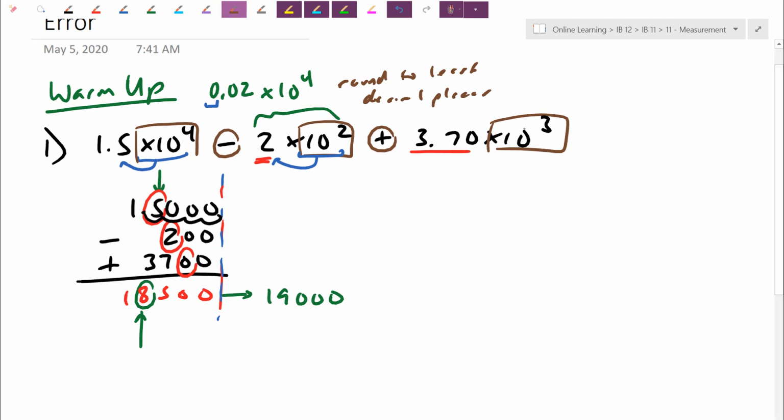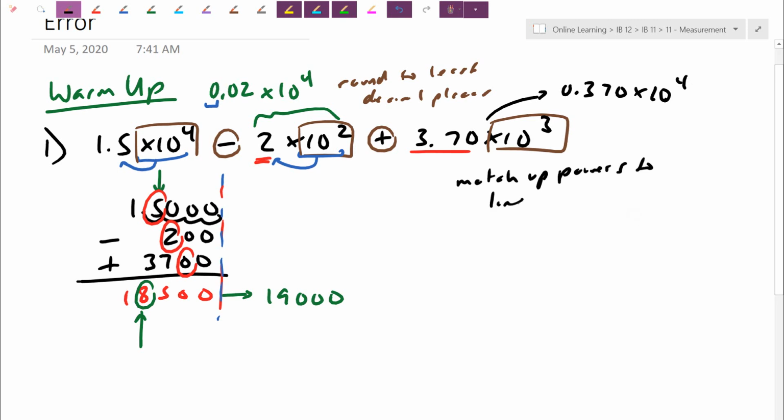Second conversion here, 3.70 times 10 to the 3. Again, I want to make it 10 to the 4, so I'm going to round that. Let's make it 0.370. That's incorrect scientific notation, but at least they're all 10 to the 4. Like I mentioned, you could have made everything 10 to the 3 or 10 to the 2. You just want to match up the powers. So match up powers to line up decimal place. Just want to show you another variety of how you do this question.